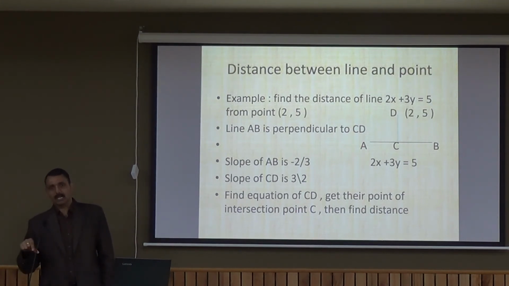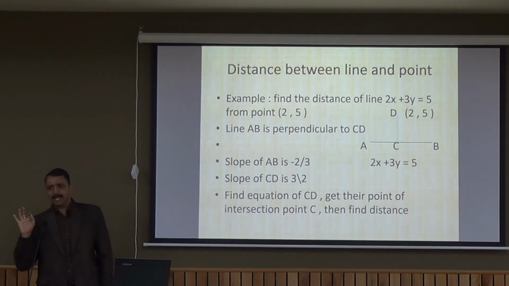Now with the help of the condition, if two lines are perpendicular, we can say m1 m2 is equal to minus 1. So slope of AB into slope of CD will be equal to minus 1. So minus 2 by 3 into slope of CD is equal to minus 1. So the slope of the line CD will be 3 by 2. Now we have the slope and we have the point D. With the help of this, we can find the equation of CD: y minus y1 is equal to m(x minus x1).